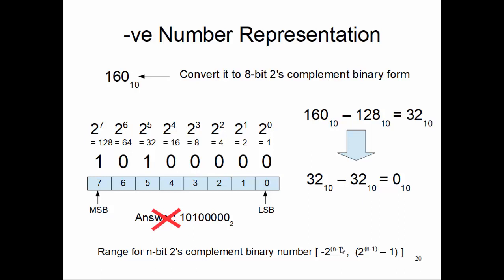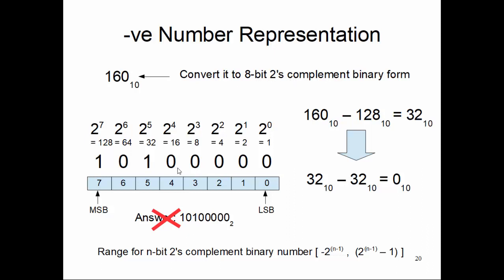7, which is -128, and 2 to the power n minus 1, which is 2 to the power 7 minus 1, which is 127. So the 8-bit 2's complement range is -128 to positive 127. That means I have been given a value which falls out of the range of this 8-bit 2's complement binary form.